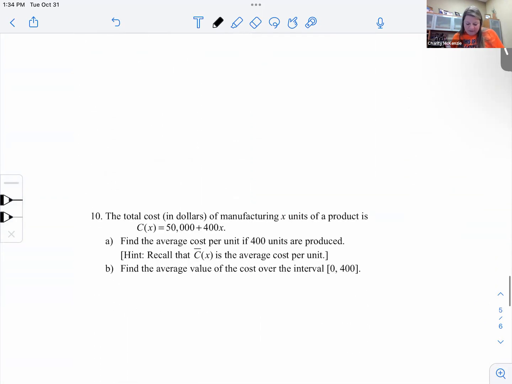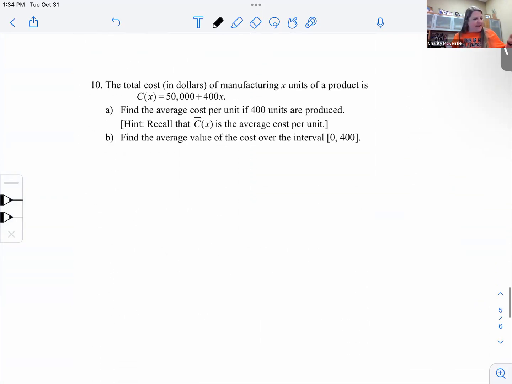Okay, so there's another average. Let's apply this a little bit. They don't give the best examples, but let's apply this a little bit. Part A, find the average cost per unit if 400 units are produced. Average cost per unit. How did we do that before in our calculus? It's in the first chapter, chapter 9. We divided each of them by x, not the derivative yet.